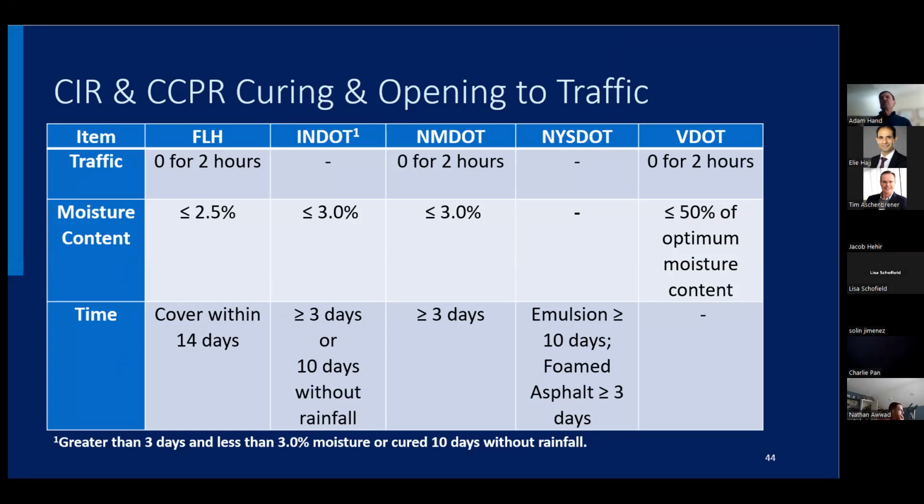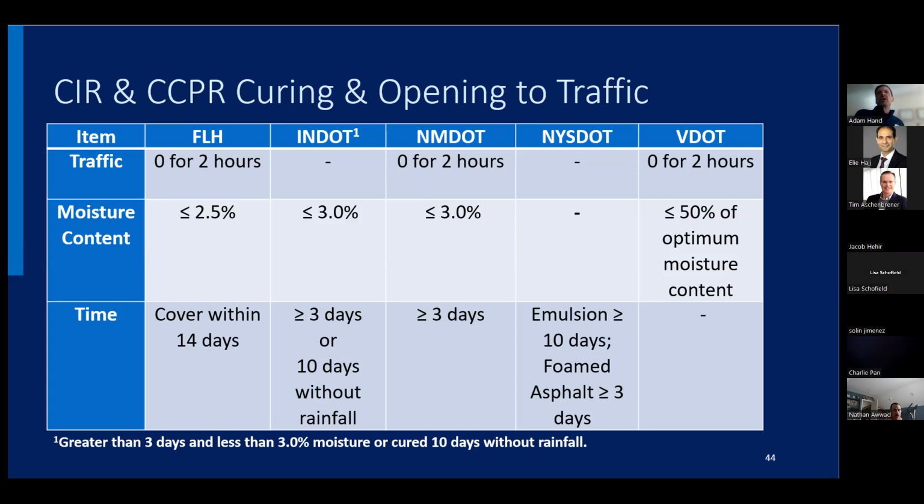In terms of moisture content, Federal Lands says that your moisture content has got to be less than 2.5% before you cover it up. NDOT and New Mexico were less than 3%. VDOT, which I thought was really pretty interesting because it's really about change rather than some minimum, is less than 50% of the optimum moisture determined in the mix design process.